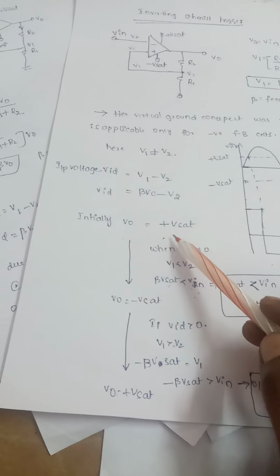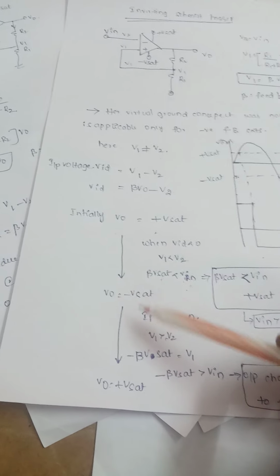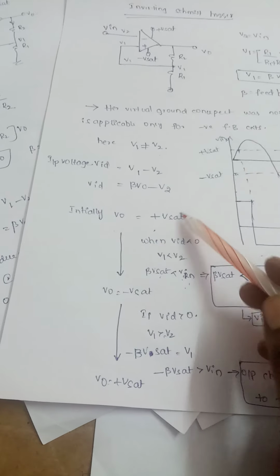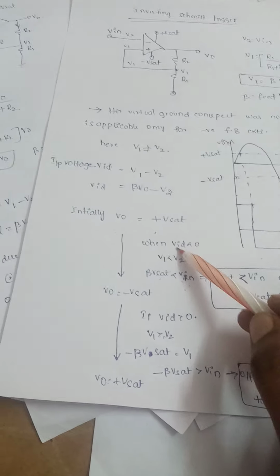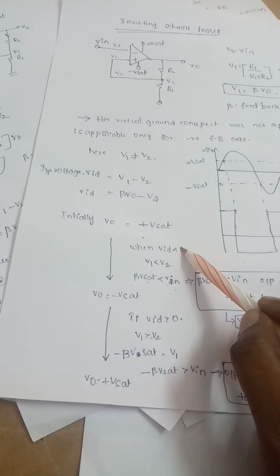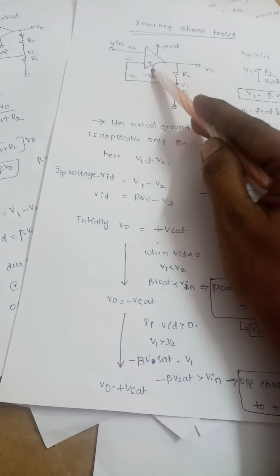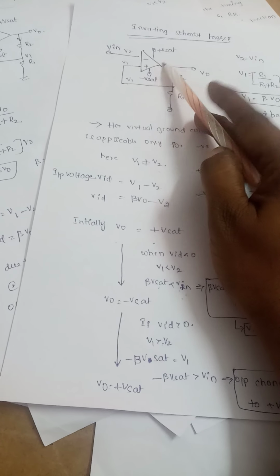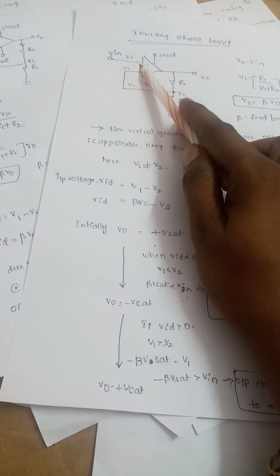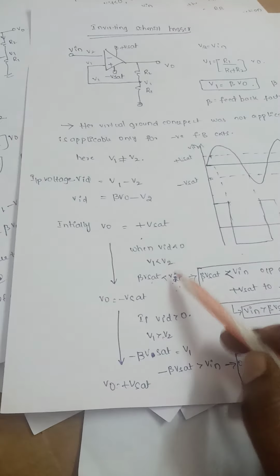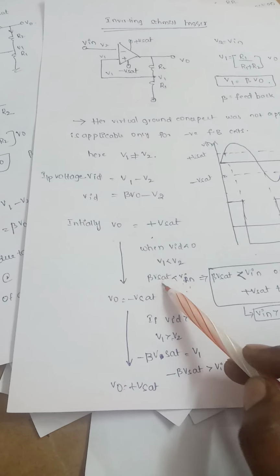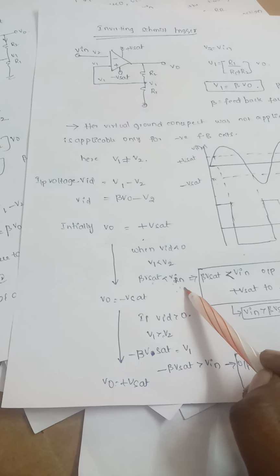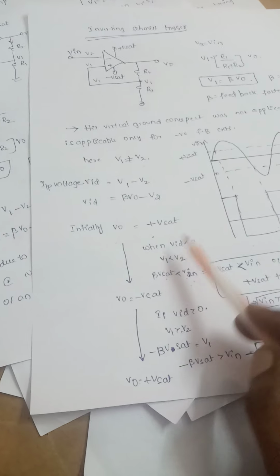If you want the output to switch from plus Vsat to minus Vsat, what will happen? For plus Vsat to minus Vsat change, the V difference must be less than 0, means here V1 is less than V2. V2 voltage is more. If you are applying V2 voltage is more, at that case output will be minus Vsat. So here when V difference is less than 0, V1, which is beta into Vsat, is less than Vin. If you are applying these conditions, the output will change from plus Vsat to minus Vsat.